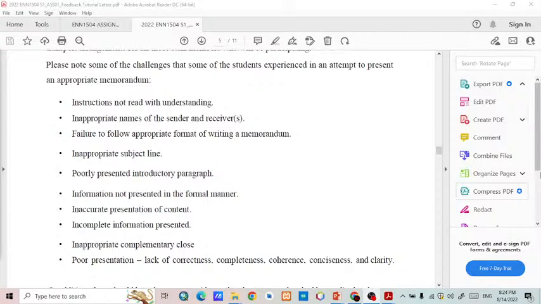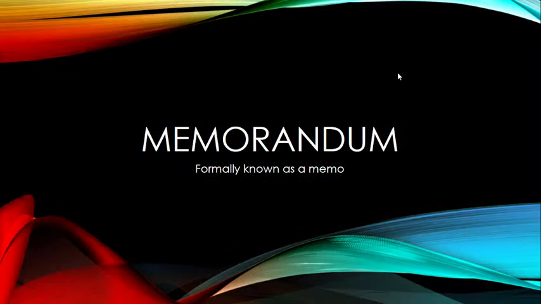With that in mind, let us go through what a memorandum is, right? I'm gonna try to explain this through slides. A memorandum is formally known as a memo. So they can say it's a memo, or compile a memo, or a memorandum.